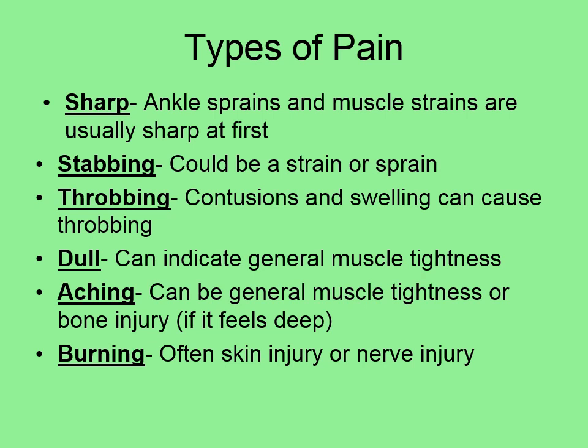Dull pain can indicate general muscle tightness. Aching pain can be general muscle tightness or possibly a bone injury or sometimes arthritis. Burning pain would be a way that somebody might describe a skin injury and or a nerve injury.